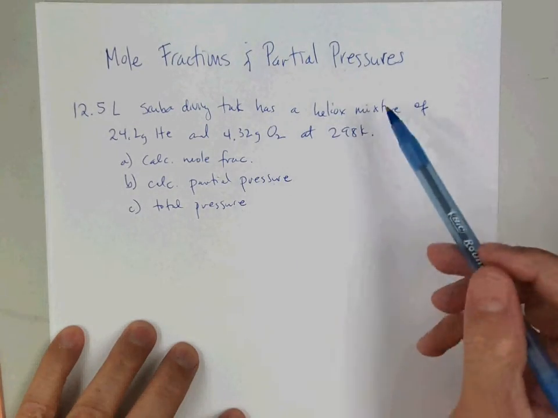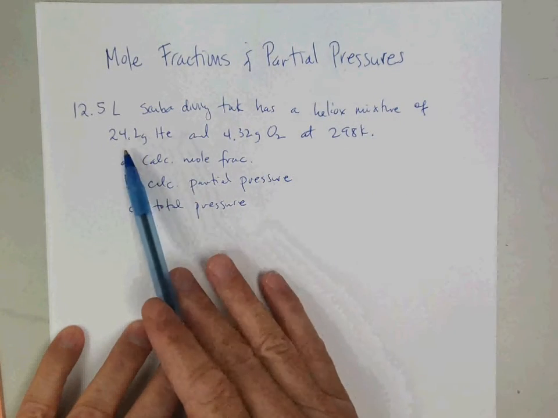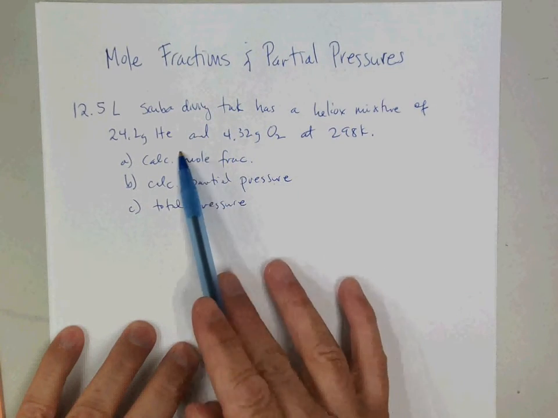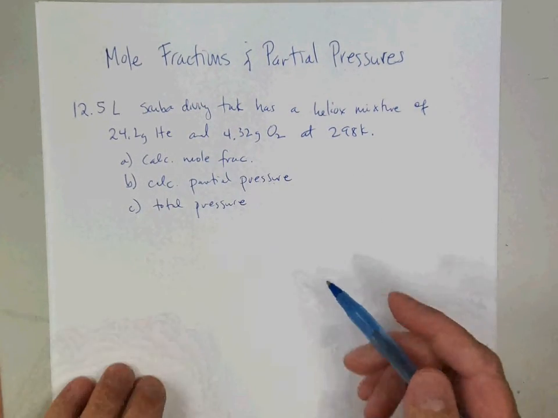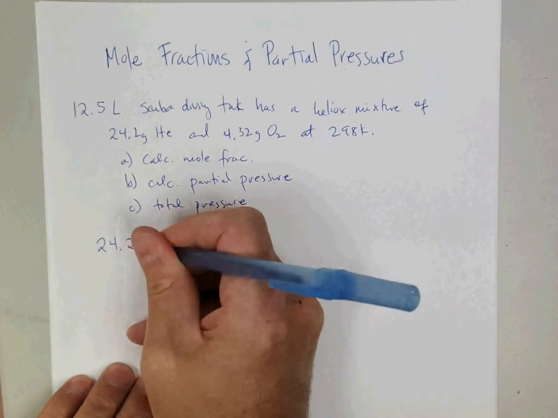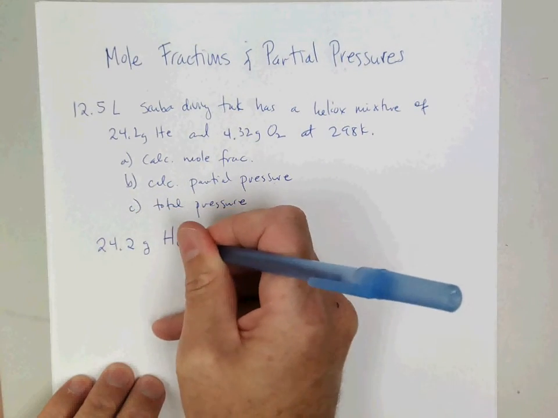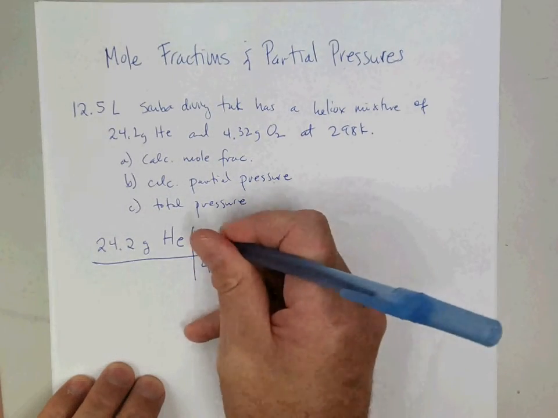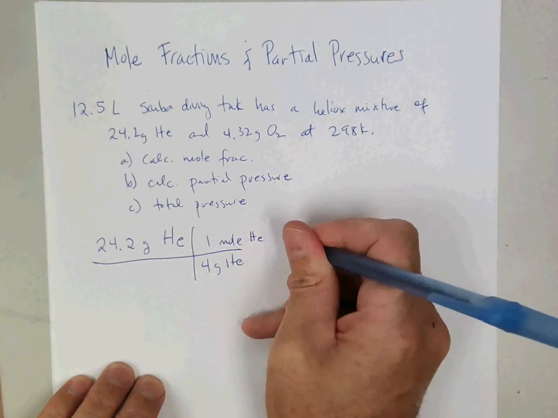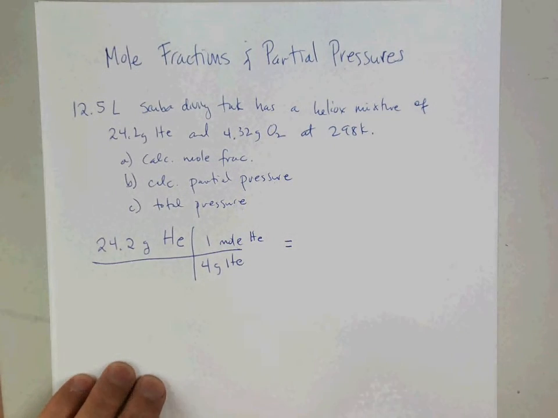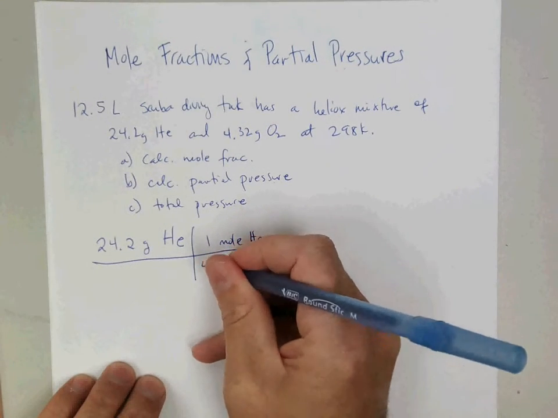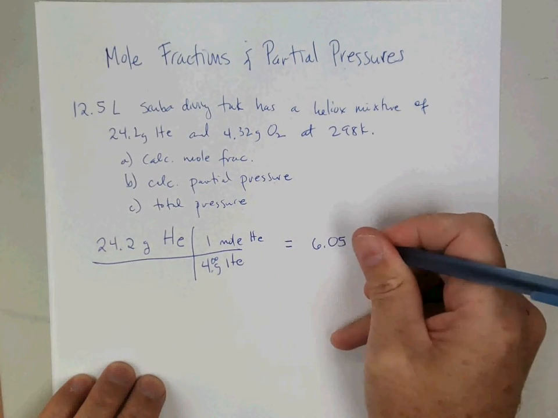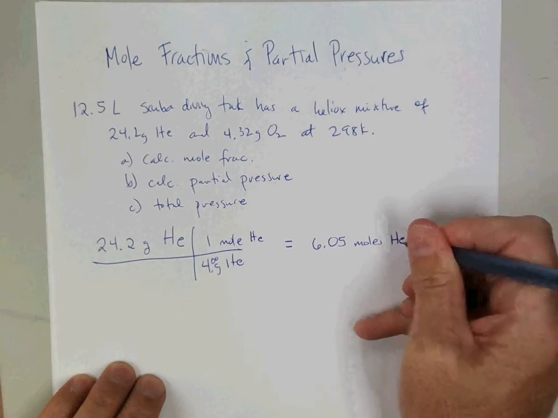Now, the first thing is we need information about our individual gases. So here we have the mass of helium and the mass of oxygen. So to get the mole fraction, we probably need moles. So let's convert both of these to moles. So I'm going to do 24.2 grams of helium, and I'm going to convert that. 4.00 grams of helium are in 1 mole of helium. Multiply that on the calculator. So we're going to end up with 6.05 moles of He.